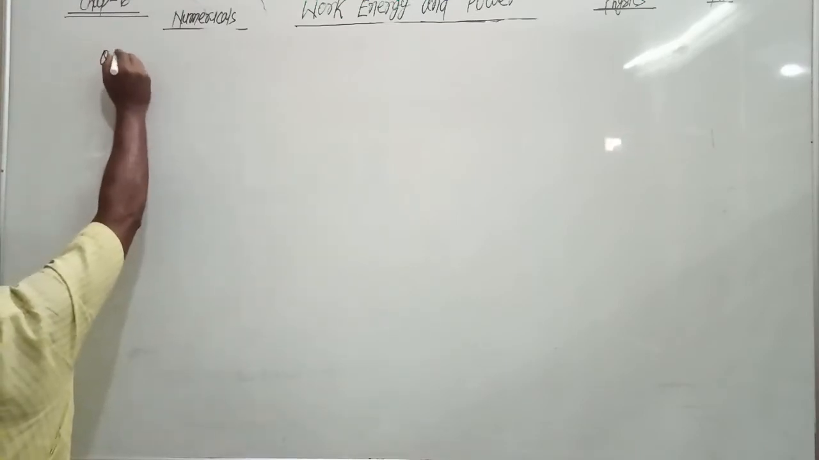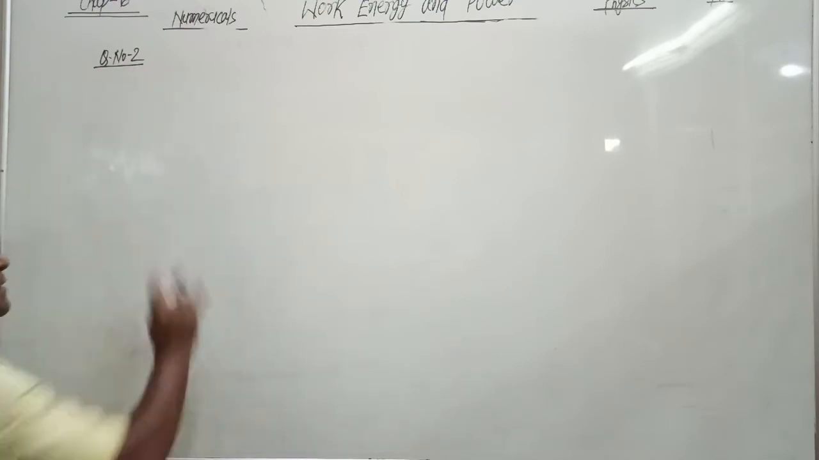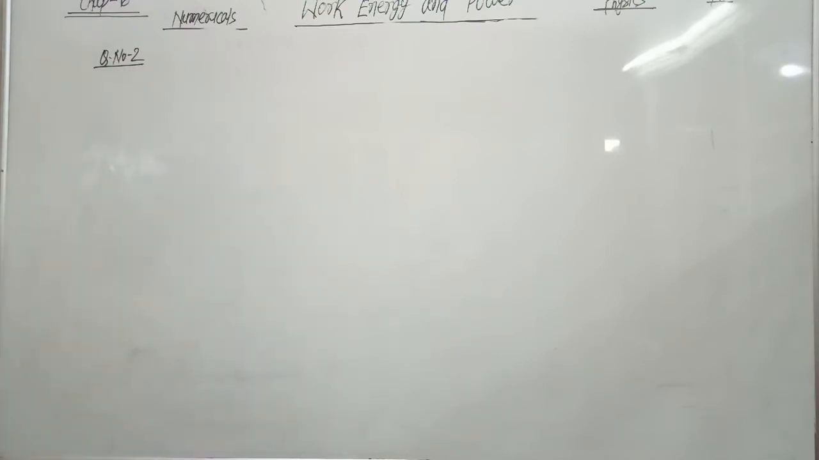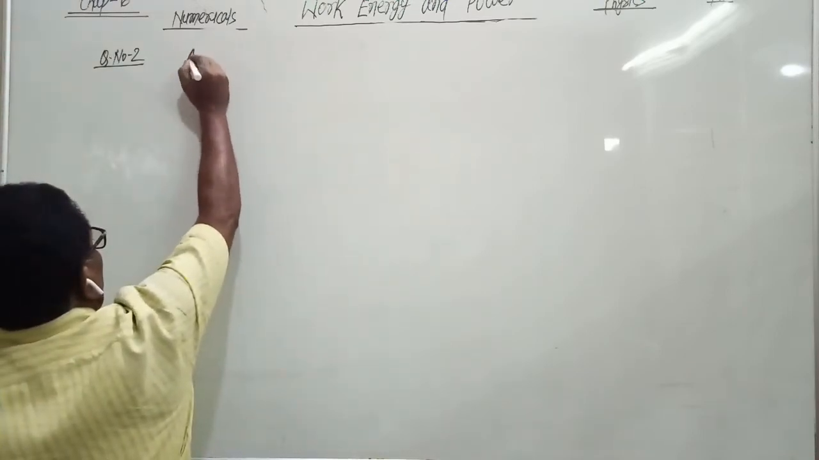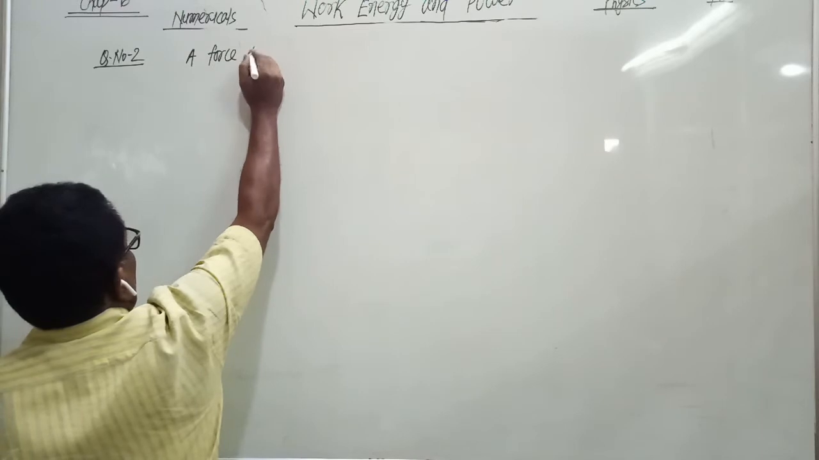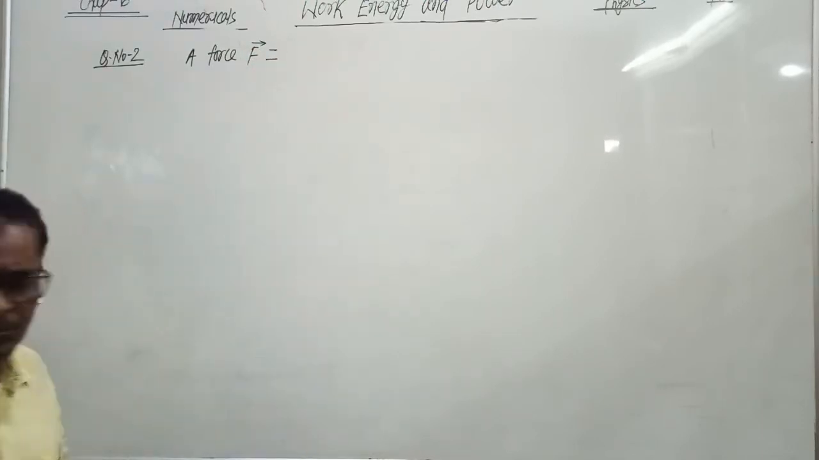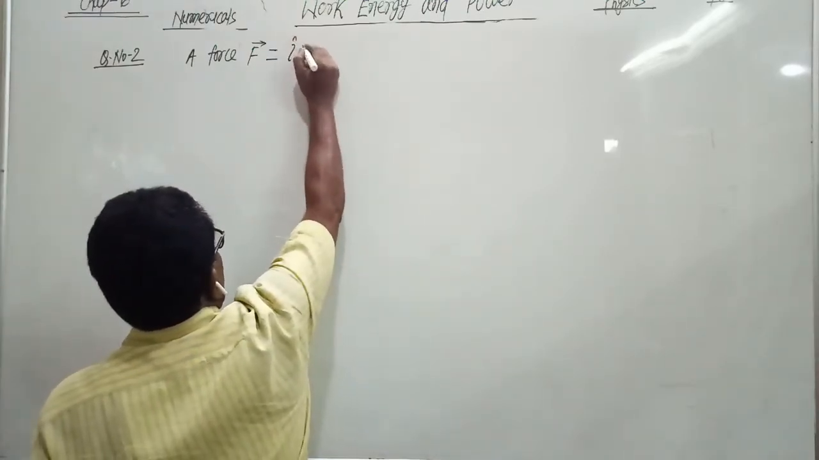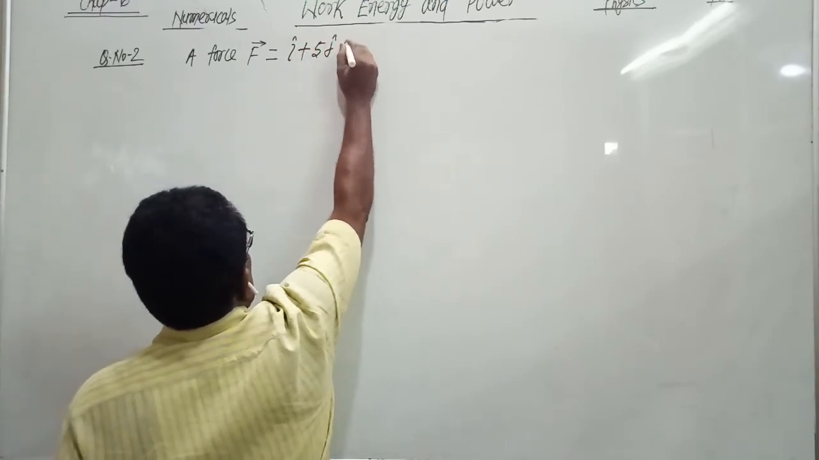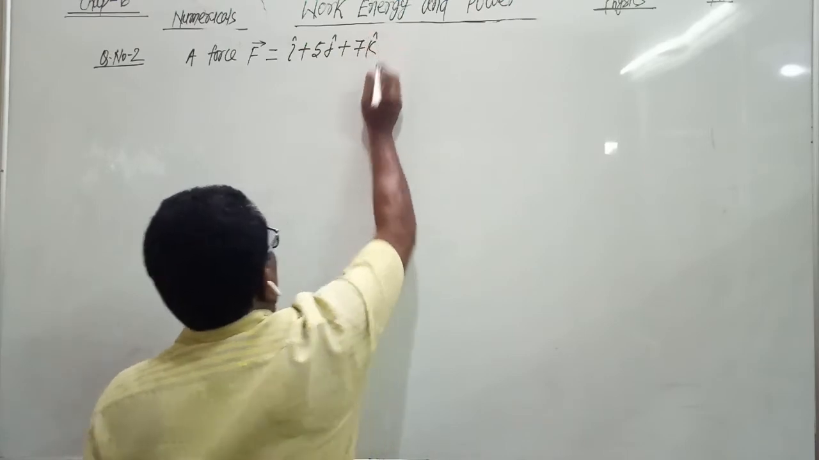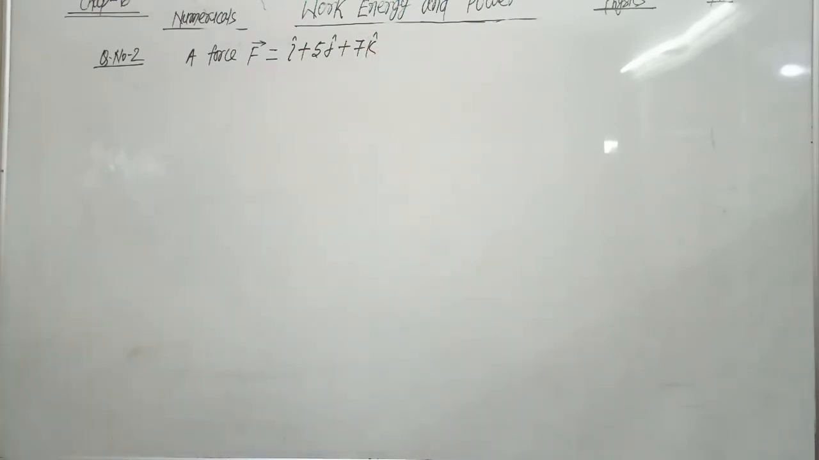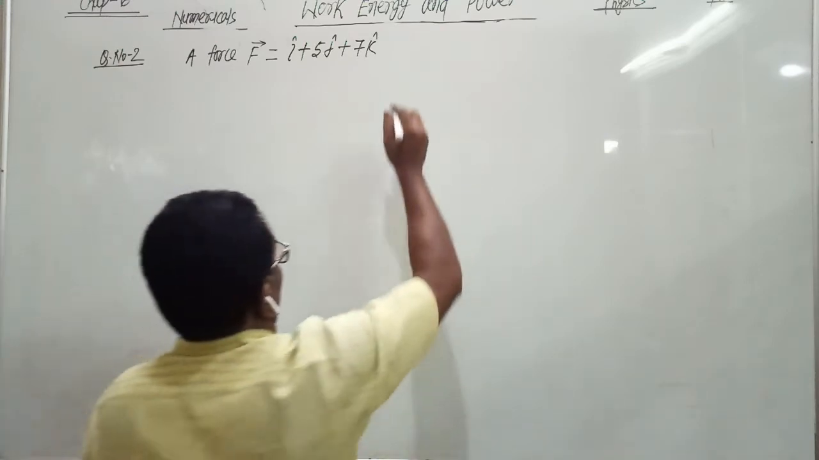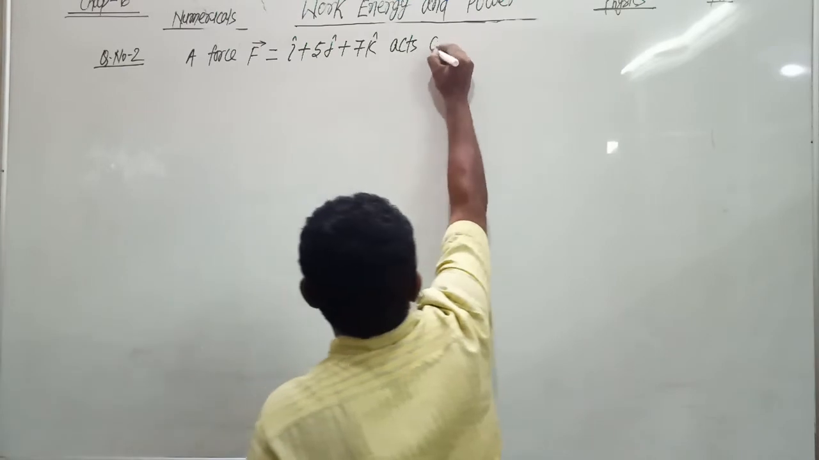Now next question, question number 2. A force F equals i cap plus 5 j cap plus 7 k cap acts on a particle.